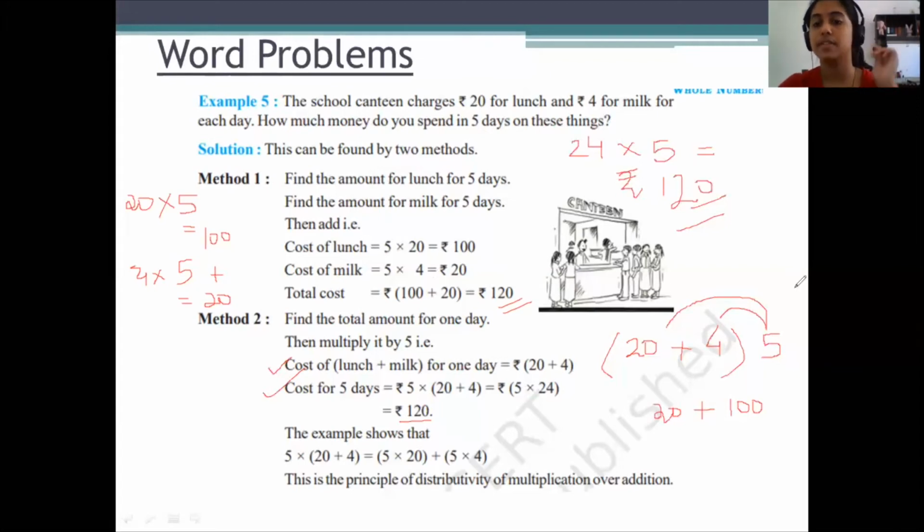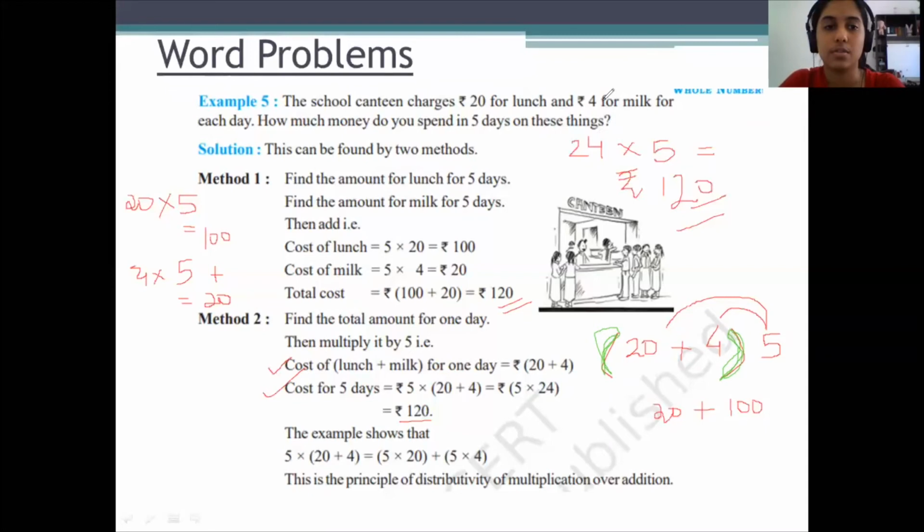So here, the first way we did was the distributive approach. Here 20 plus 4 multiplied. Remember, bracket is very important. And then multiplied with 5. So remember this bracket. If you don't put the bracket, the meaning changes. Okay, so the bracket is very important.